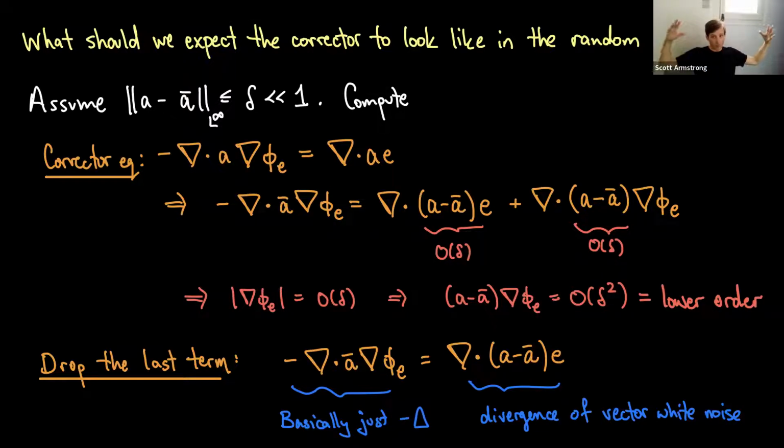Now, from the point of view of a very large scale, if you zoom out, this is just white noise. It's the divergence of white noise. So your equation should look like Laplacian is the divergence of white noise, okay? So that's what we expect the corrector to look like. It's Laplacian, or at least with A bar, equals the divergence of white noise.